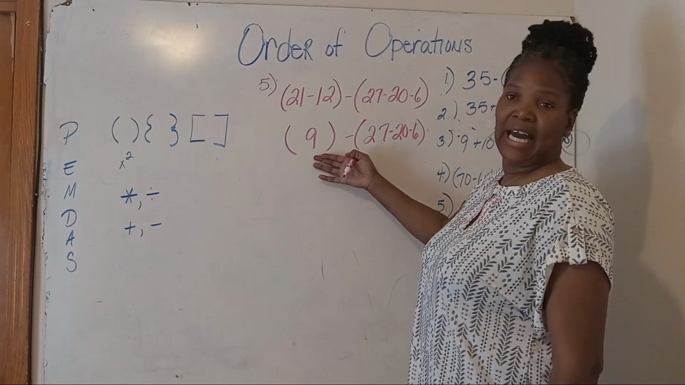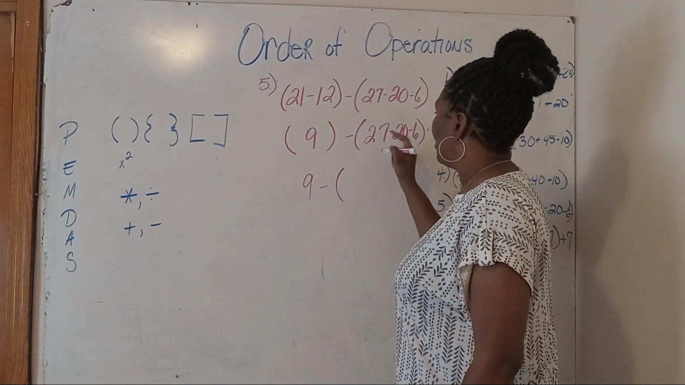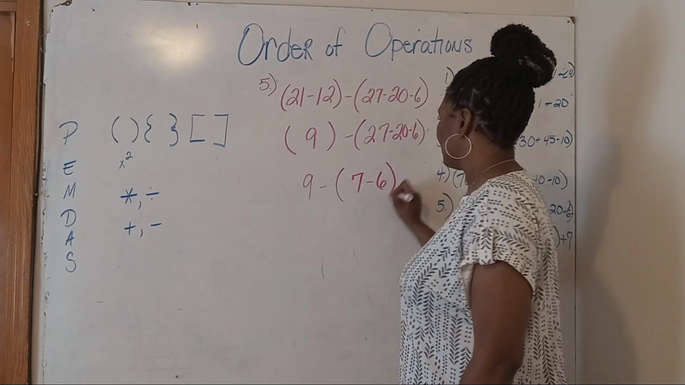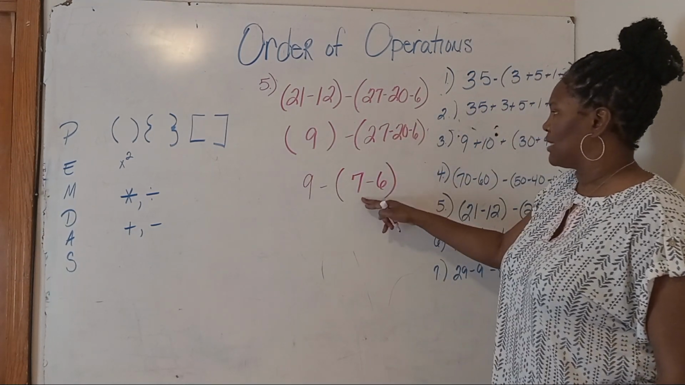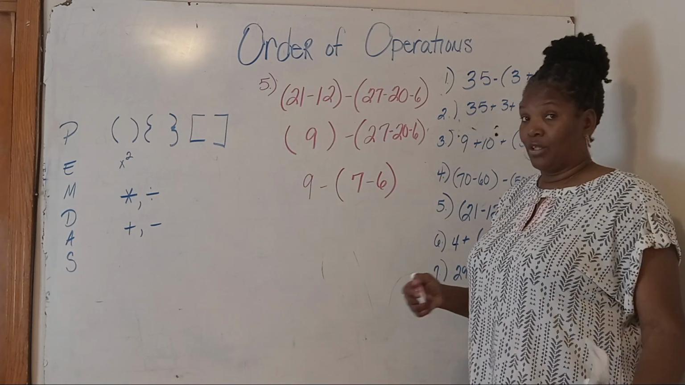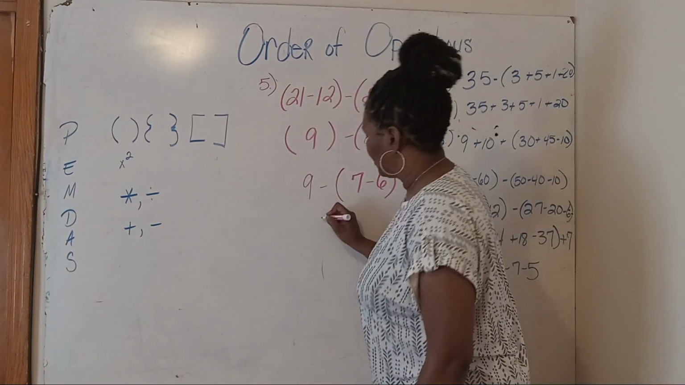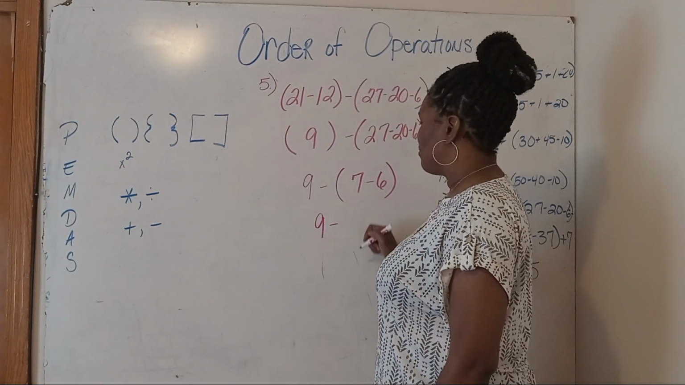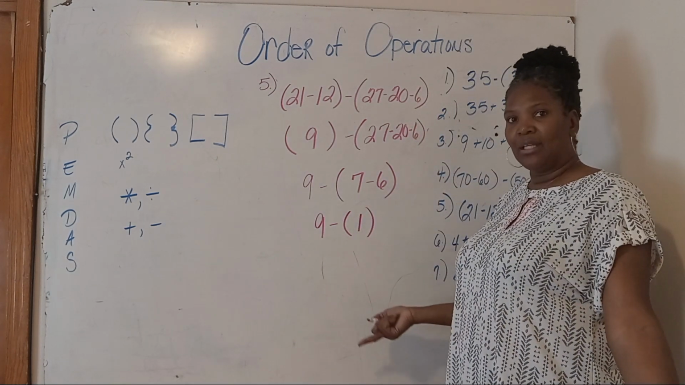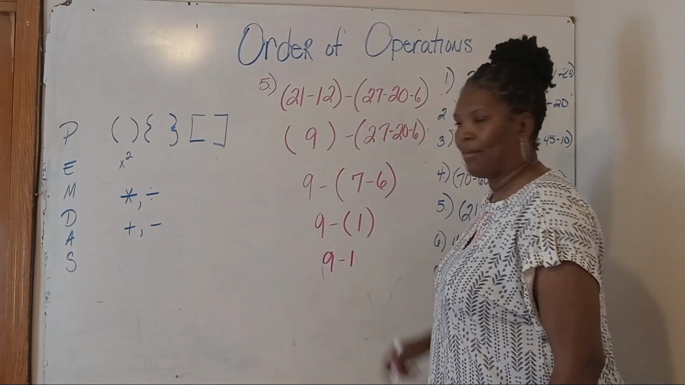So, 9 is the only number in parentheses, so I can just bring this down. Okay? Now we have 27 minus 20. That's what? 7 minus 6. 27 minus 20 gives me 7, and I just brought down my minus 6. So now, what are we doing? We still got to do parentheses because that's what order of operations tells us. So we have 9 minus, what's 7 minus 6? It's 1. All right. The 1 is the only number in the parentheses, so I can take it out of there. So I have 9 minus 1. What's 9 minus 1? 8.